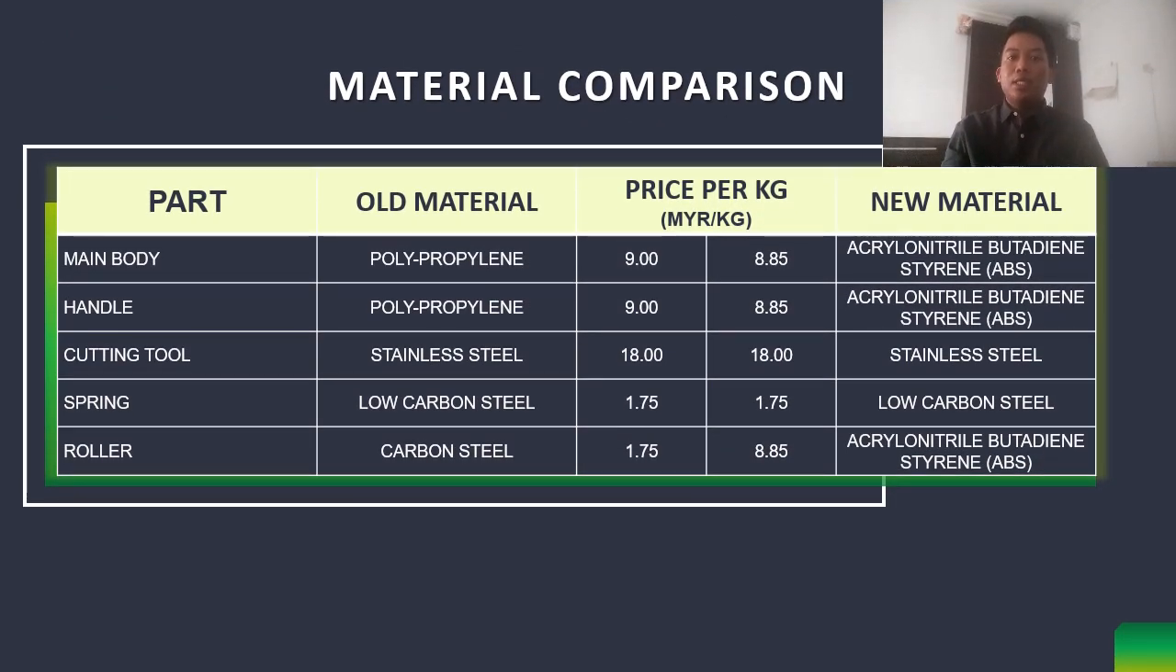As we can see here, this is the comparison of the material price between the new and old material. The new material is slightly lower than the old material, but it also has an impact, because the process using the new material is lower than the old process. The old process requires a higher initial cost compared to the new process that we have selected.